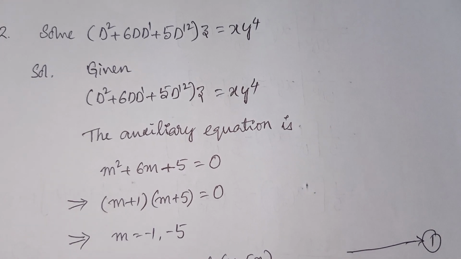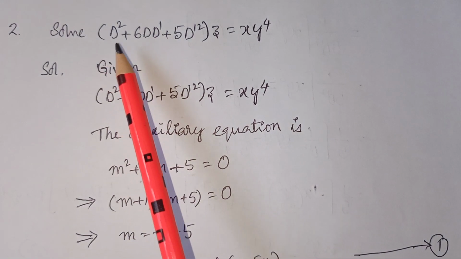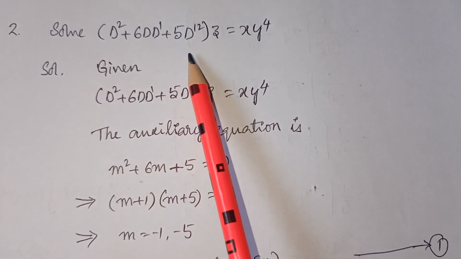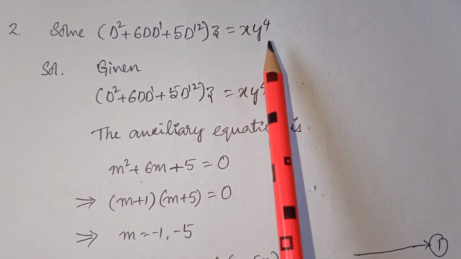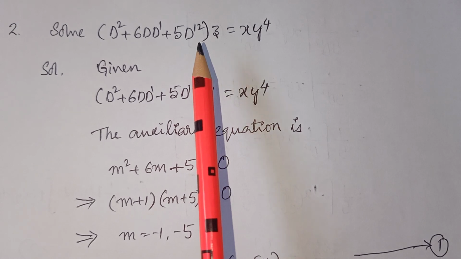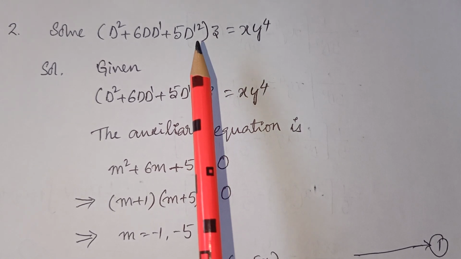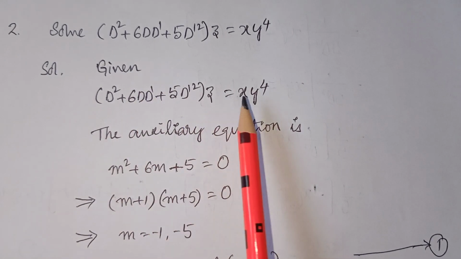Now let us discuss another problem here. Solve (D² + 6DD' + 5D'²)z = xy⁴. In order to solve this, we need to find the complementary function and a particular integral. First, let us find the complementary function. So this is the given equation.